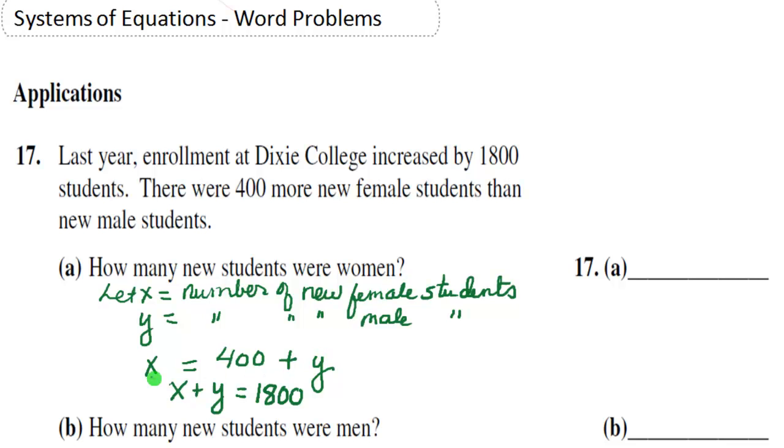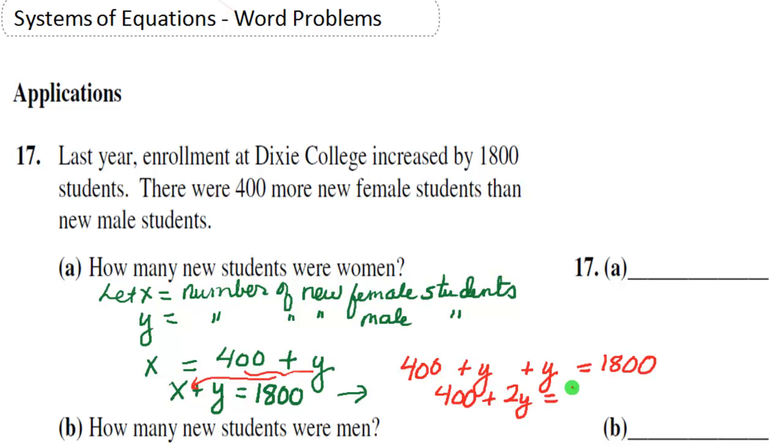Now these two equations are perfectly set for us to solve by using the substitution method. So if you can see here, this top equation says that x is equal to 400 plus y. So we're going to take that 400 plus y and substitute it for x in the second equation. So we get 400 plus y plus another y equals 1,800. And now let's add together some like terms here. We have 400 plus 2y equals 1,800.